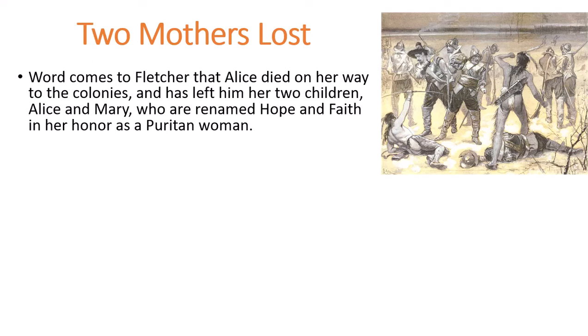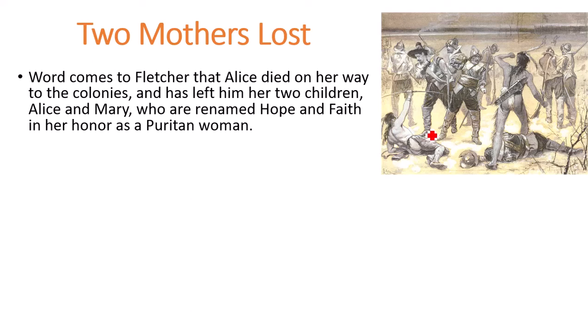But word comes to Fletcher that Alice died on her way to the colonies. Her husband had passed away. She was trying to establish herself in the Puritan faith, and she was trying to come to Massachusetts, but died on the way. She left him her 2 children, Alice and Mary.